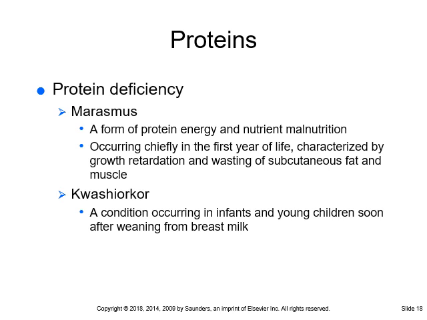Extreme protein deficiencies result in the conditions of marasmus and kwashiorkor. Marasmus is a form of protein energy and nutrient malnutrition. Kwashiorkor is a condition occurring in infants and young children soon after weaning from breast milk.